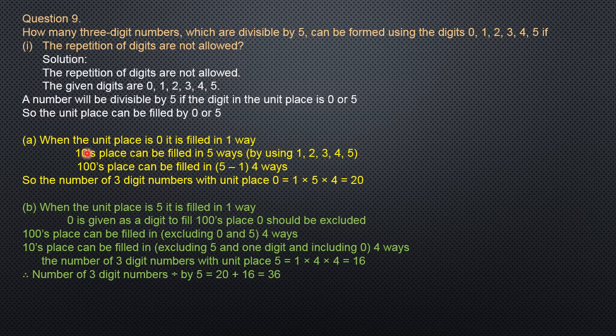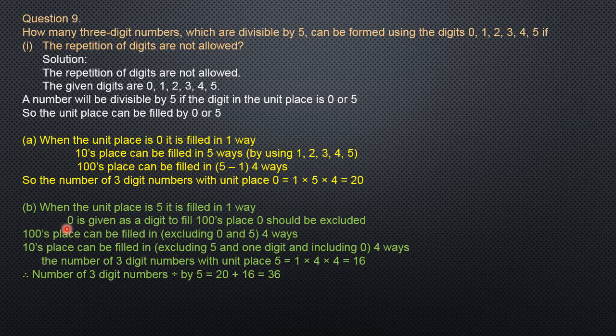Next, 0 is used, then remaining 5 numbers. These 5 numbers are not equal to 0, so let us go to the tens place. The tens place can be filled in 5 ways. The hundreds place can be filled in 4 ways. Just multiply the 3 numbers, we get 20. So this 20 denotes there are 20 three-digit numbers with unit place 0.